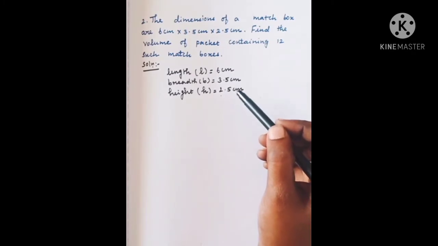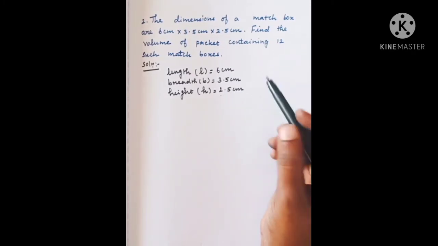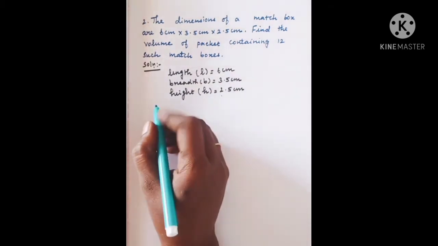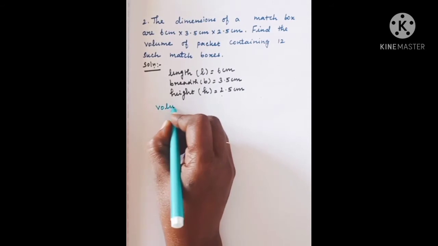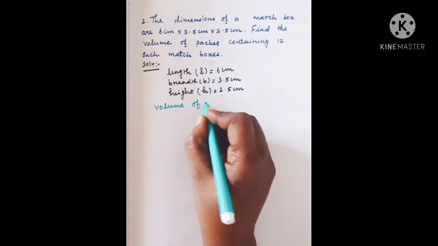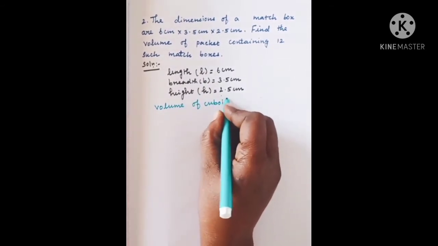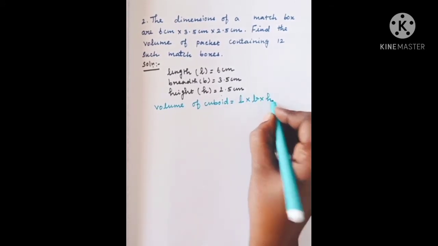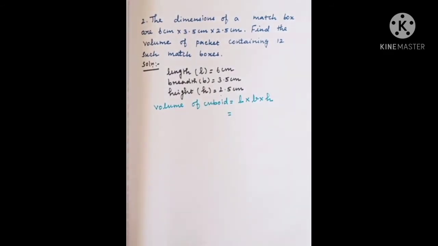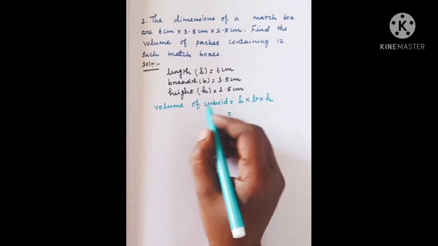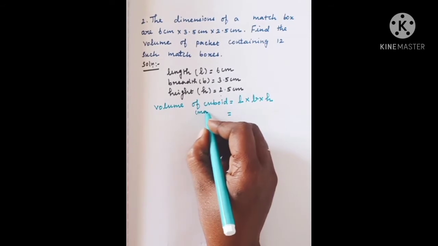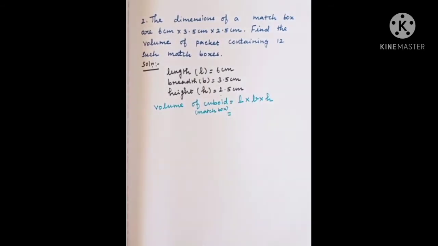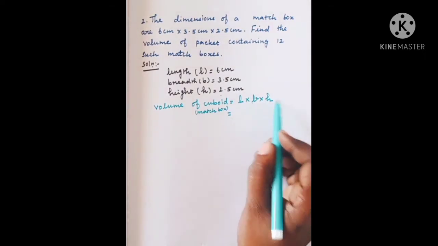Now we have to find the volume of one matchbox, the volume of a cuboid. What is the formula to find the volume of a cuboid? Volume of cuboid is equal to L into B into H. Here the cuboid is nothing but the matchbox, isn't it? Volume of one matchbox is L into B into H.